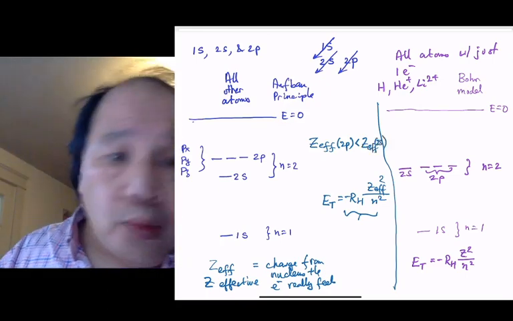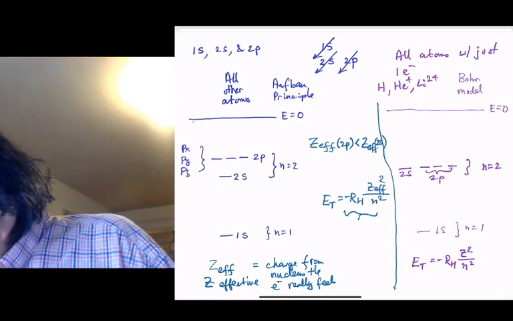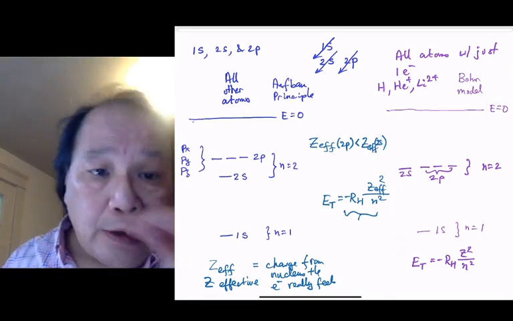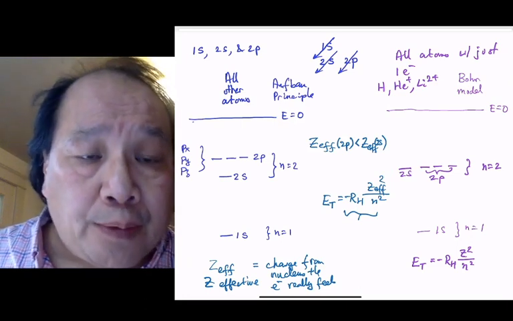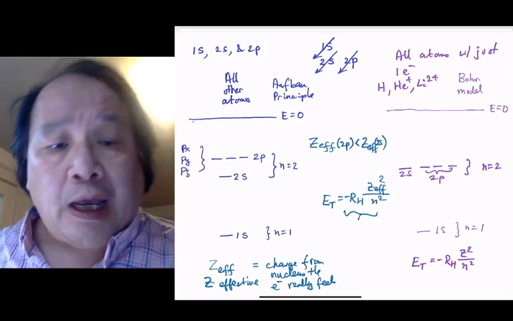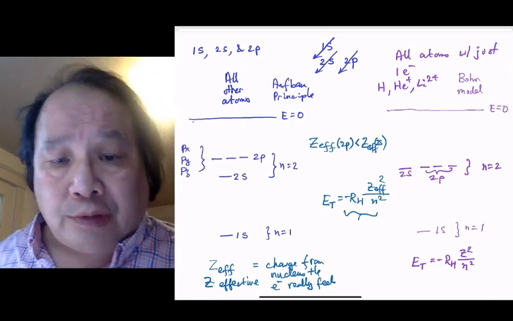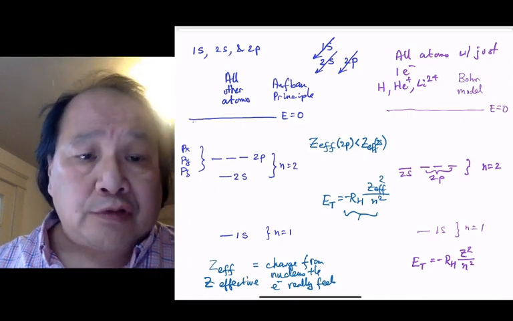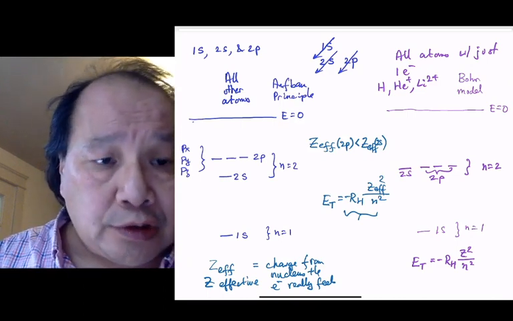And so we're going to account for the difference of the energies of the 2s and 2p in the Aufbau principle, in the general atom, by introducing a new concept, Z effective. And if we can explain the different Z effectives, we'll be able to get the differences in energies.